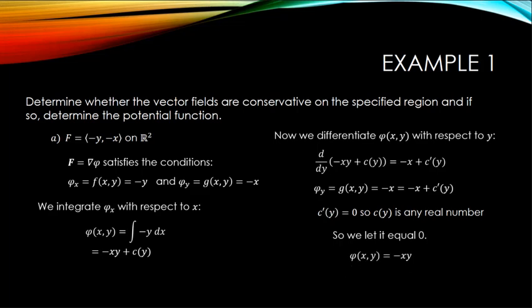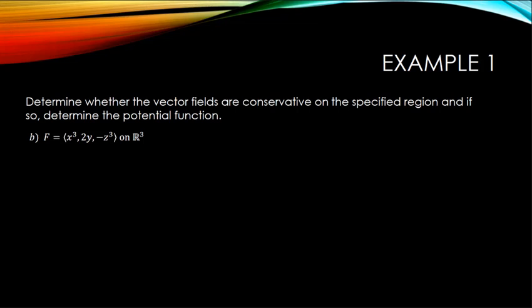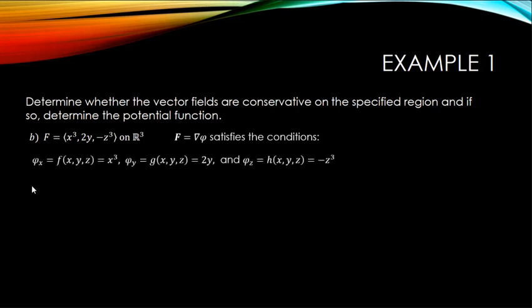For my vector field defined by the vector components x cubed, 2y, and -z cubed, I know that my vector field f will be equal to del phi because my vector field is a conservative field, and that this relationship satisfies the conditions that my partial of phi with respect to x is equal to f of xyz, which in this case is equal to x cubed. My partial of phi with respect to y is equal to g of xyz, which in my vector field is equal to 2y. And my partial of phi with respect to z is equal to h of xyz, which in this case is -z cubed.